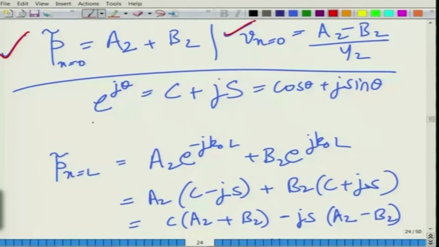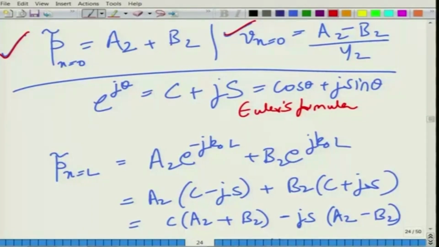What happens now is that, to simplify the algebra, let us introduce a convention that the complex exponential e to the power j theta is equal to cos theta plus j sin theta. That is Euler's formula. People who have some background in engineering mathematics would immediately recognize this as Euler's formula. It is very convenient to write cosine and sine functions together.